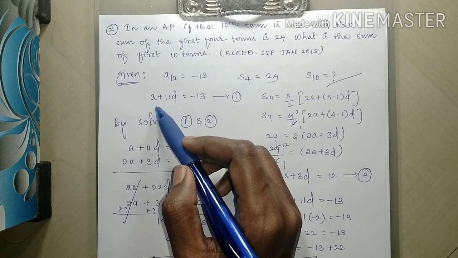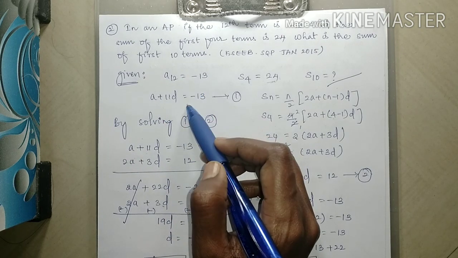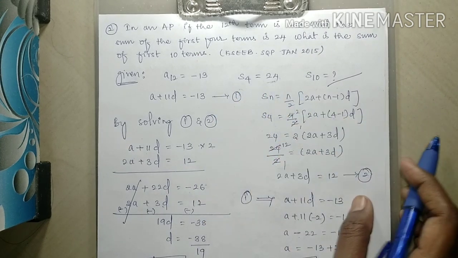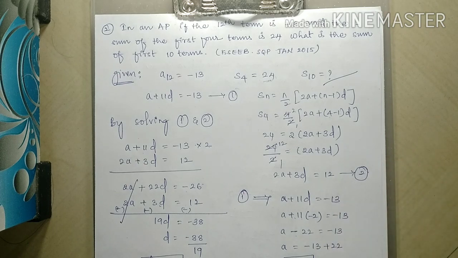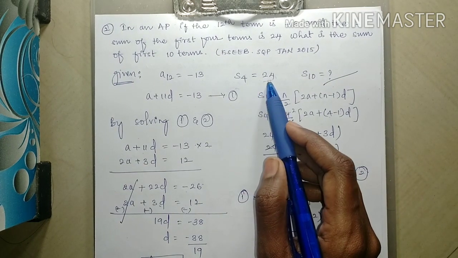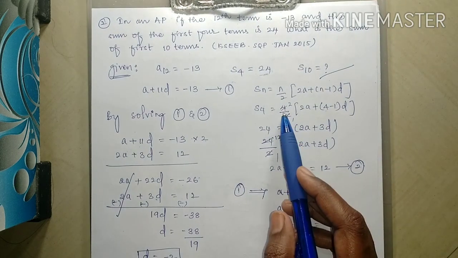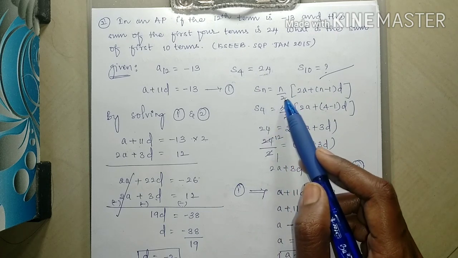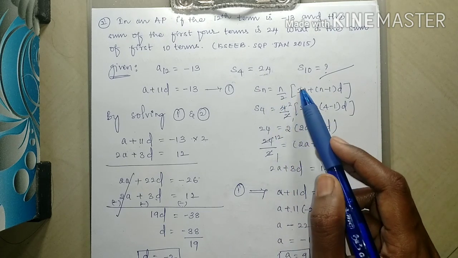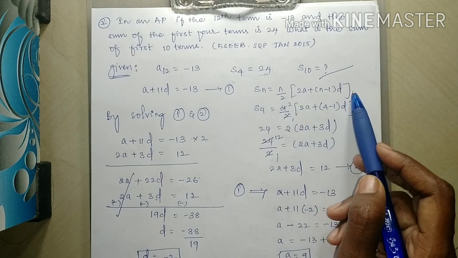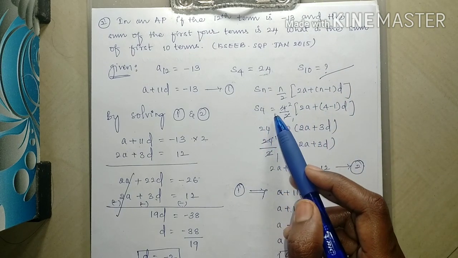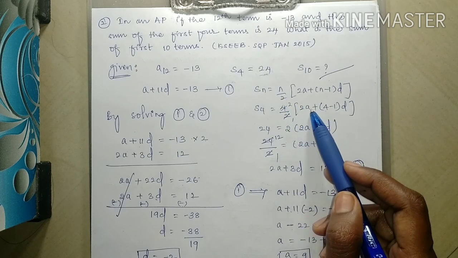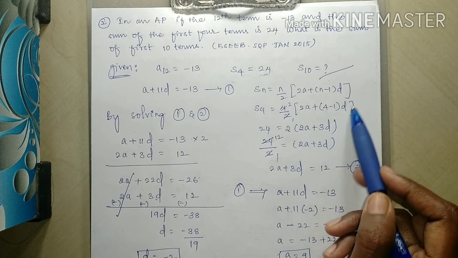So A12 you can write as a plus 11d, that is equal to minus 13. So let me take this as equation number 1. And so the sum of the first 4 terms is 24, which is given. So we have to use the Sn formula. Sn is equal to n by 2 of 2a plus n minus 1 into d. So S4, that is the sum of 4 terms, is equal to n is 4, so 4 by 2 into 2a plus 4 minus 1 into d.